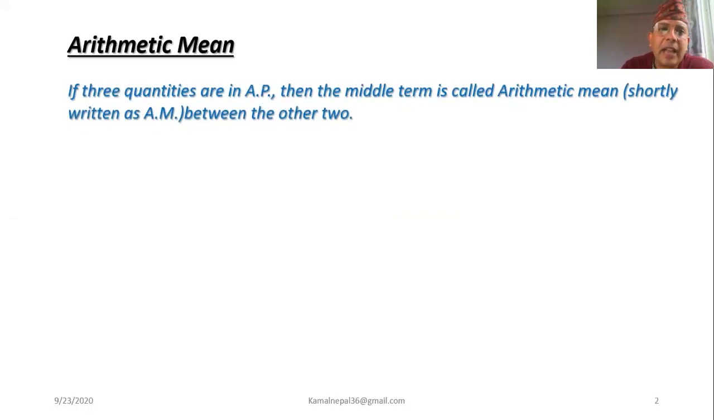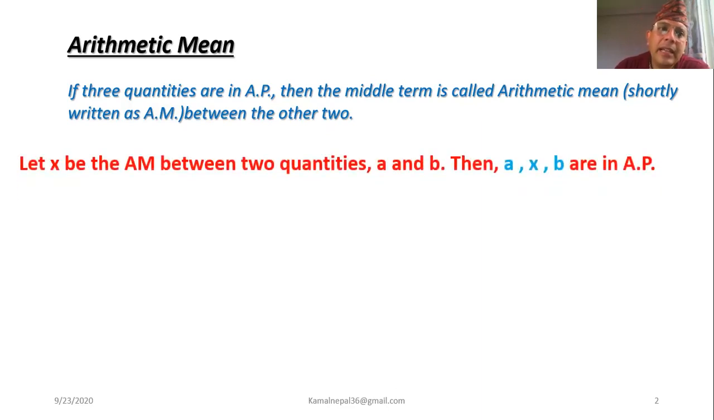If three quantities are in AP, then the middle term is called the arithmetic mean, written as AM between the other two. So you have three terms in order, and the one in the middle is your arithmetic mean. Let X be the AM between two quantities A and B, then A, X, B are in AP.